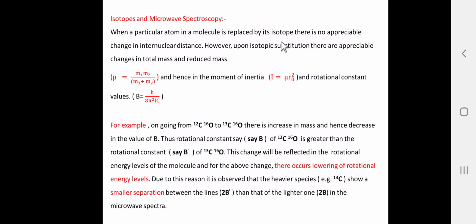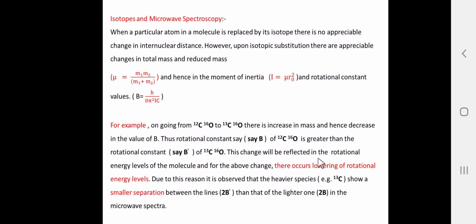So, this is the first change. Again the same example, carbon monoxide, where carbon 13 is used instead of carbon 12. There is an increase in the mass and a decrease in the value of B. That means the reduced mass increases while the value of the rotational constant decreases. The rotational constant is denoted by B for the carbon monoxide where carbon 12 is used, and it is greater than the rotational constant B dash in carbon monoxide where carbon 13 is used. That means the value of B is greater than the value of B dash.